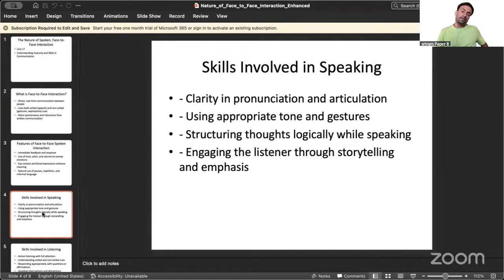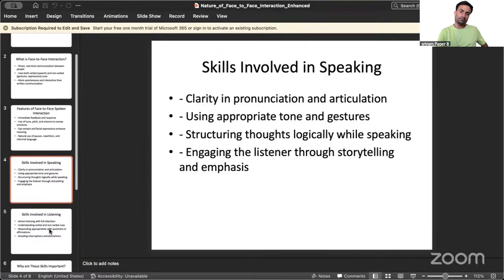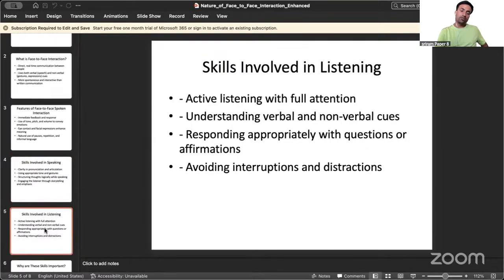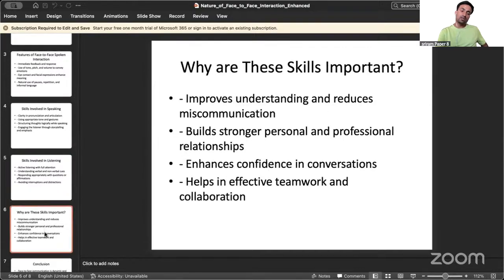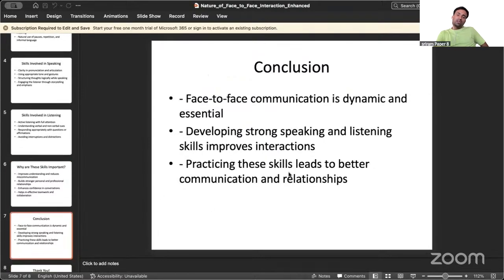Skills involved in speaking. Skills involved in listening. Why are these skills important? Improve understanding and reduce miscommunication, building stronger personal and professional relationships, enhances confidence in conversations, helps in effective teamwork and collaboration. See, my dear friends, with this, we have completed the entire syllabus.